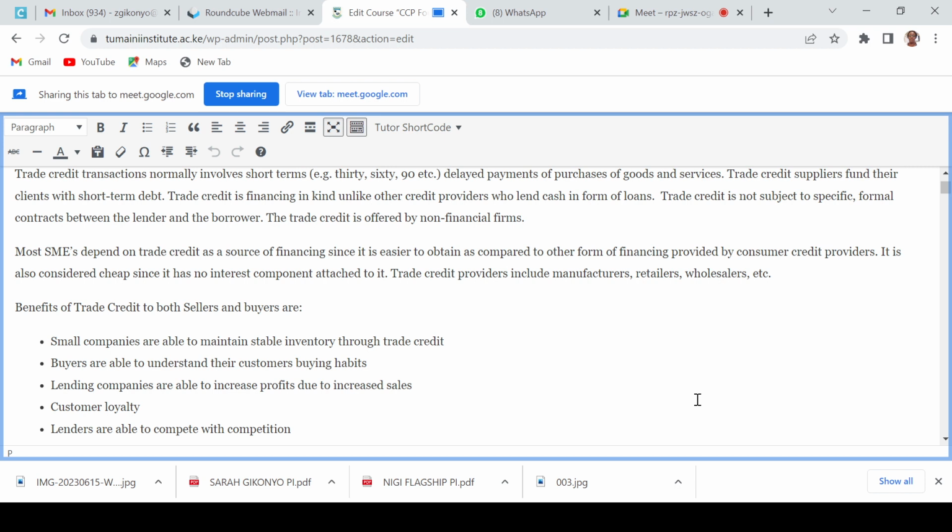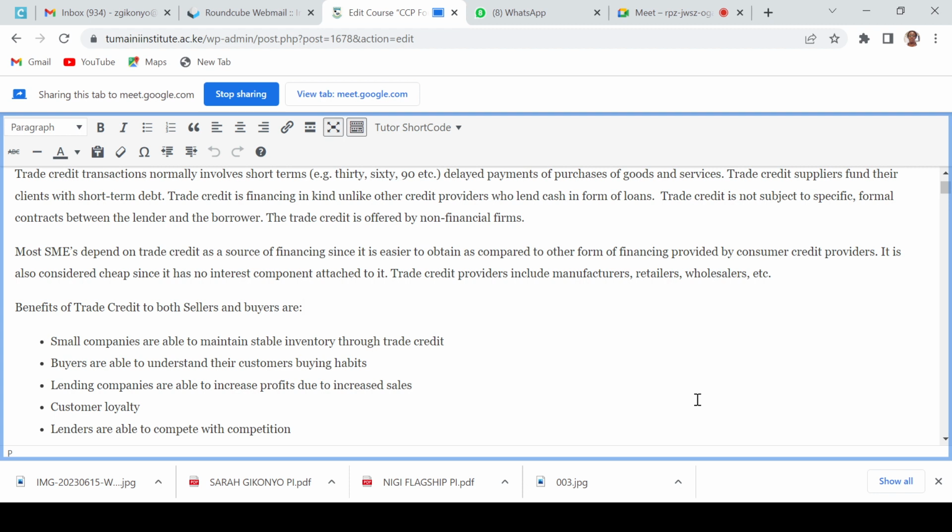So we can see there are a number of benefits of what we are calling trade credit, and one of them is that small companies or SMEs or small businesses are able to maintain stable inventory through trade credit. So your small shop will always look well stocked. Why? Because you are able to stock using the trade credit. You can never run out of stock because you are able to obtain a credit facility from a distributor, a wholesaler or a manufacturer. So that is number one.